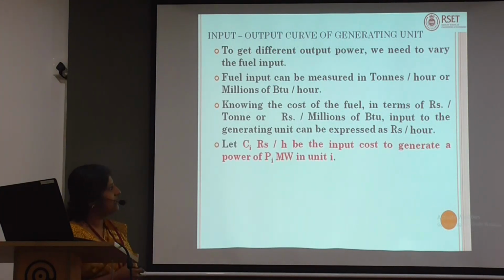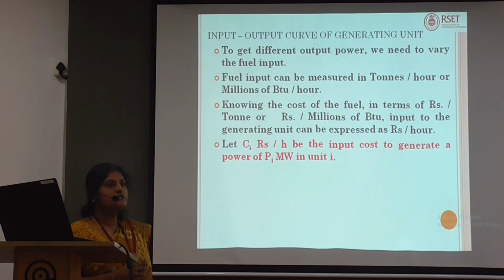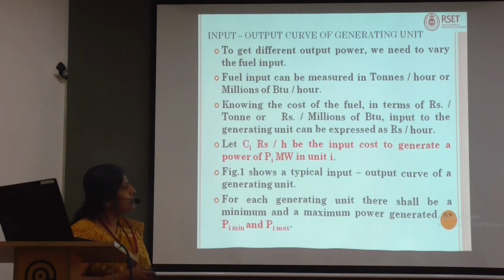So let me suppose that Ci is the notation used for representing the cost of the ith plant. So Ci, this much cost in rupees per hour, is being spent for the ith plant. That is the input cost to generate power Pi in unit i. So in a plant I have the ith unit that generates Pi and the corresponding cost is Ci rupees per hour.